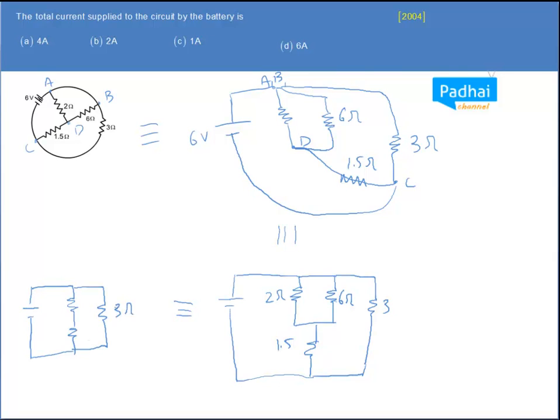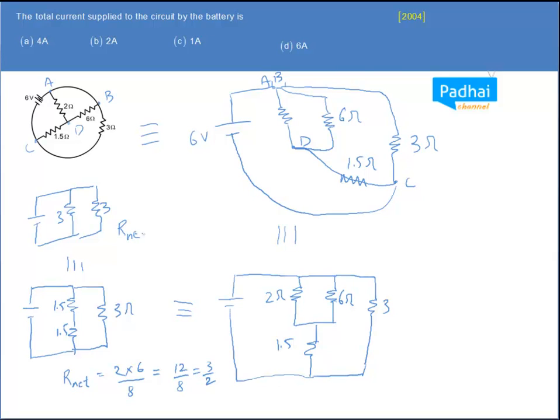This is 3 ohms. So when they are in parallel, what will be the R net? R net will be equal to 2 into 6 divided by 2 plus 6, which is 8. So this means 12 by 8, which will be 3 by 2, which will be 1.5. So that means that will be 1.5, and this will also be 1.5. So 1.5, 1.5, that will be 3. Again we can redraw it. This is 3 ohms, and this is also 3 ohms. So again they are in parallel.